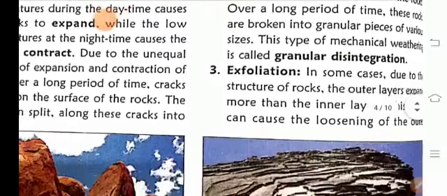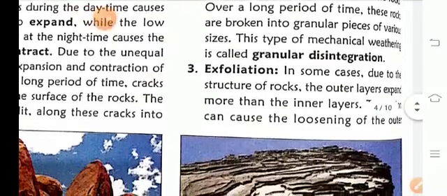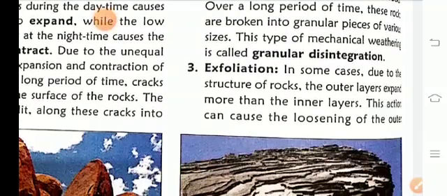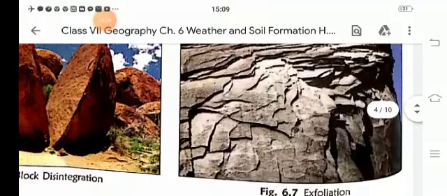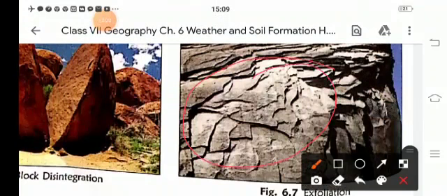Then exfoliation. What is exfoliation? In some cases, due to the structure of rocks, the outer layer expands more than the inner layer. This is exfoliation. See, the outer layer is being cracked. There are layers of cracks there because of the loosening of the outer layer. Because of expansion inside and then outside, it cracks, and this is known as the mechanical weathering called exfoliation.